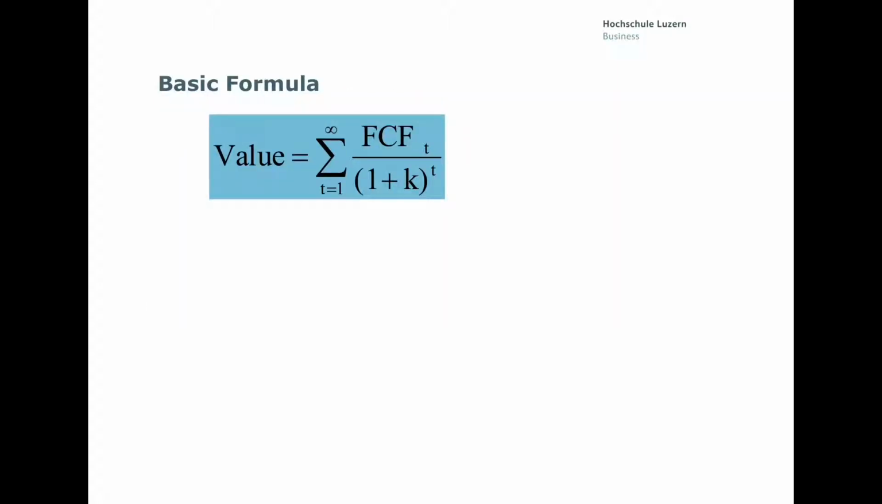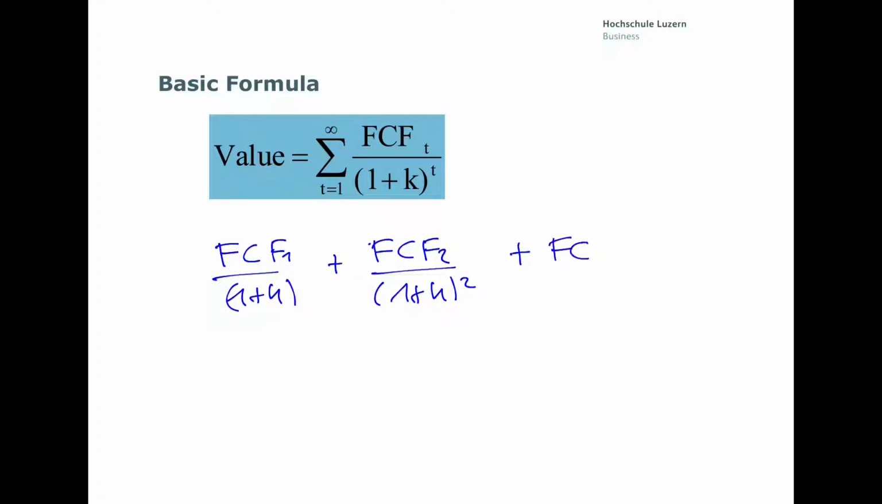The mathematical approach we use to determine the value of a company with a DCF approach is the net present value formula, where a stream of infinite future cash flows, FCF, is discounted at the discount rate 1 plus K. This infinite sum can be written as the free cash flow in period 1 divided by 1 plus K, plus the free cash flow in period 2 divided by 1 plus K to the power of 2, plus the free cash flow in period 3 divided by 1 plus K to the power of 3, and so on. To apply this formula in practice, we have to make different assumptions, which will be illustrated on the next slide.